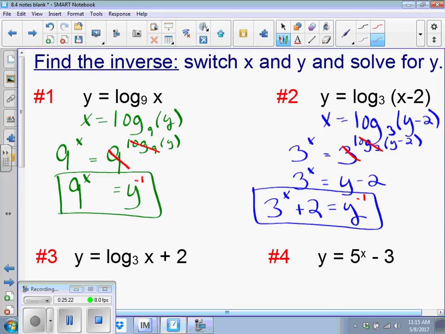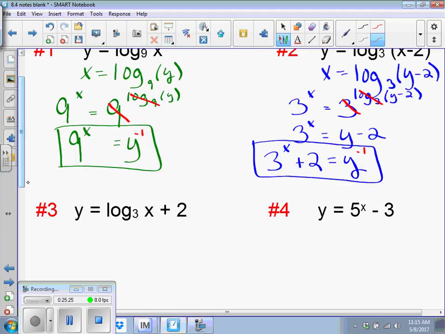I want you guys to try number 3 on your own. Now, for number 3, is that plus 2 in parentheses with x? No. If it wanted to be in with x, it would be in parentheses with x. It's not. That's by itself. So I'm going to give you a hint. Before you change both sides to exponential form, get that log by itself. That log has to be by itself. How do you do that? Subtract 2 from both sides. You have to have that by itself.